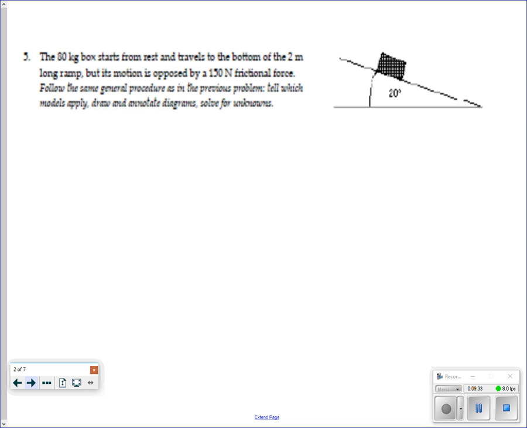I'm going to take just a minute here. Oh, Mr. Marsh left me a calculator. That is awesome. So let's do a quick gravity calculation. Yep, 784. Okay, so same free body diagram. We've got mg, we've got normal force, we've got friction.